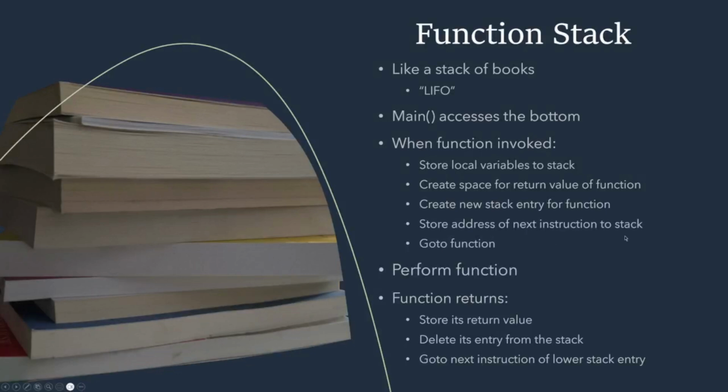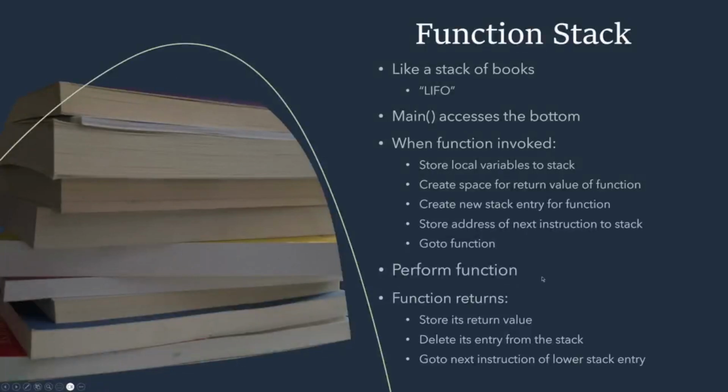So that's when a function is invoked. You store the variables, you create a space for the return of the function, you create a new stack entry for the new function, and you store the address of the next instruction of the current function. Then you go to the new function.